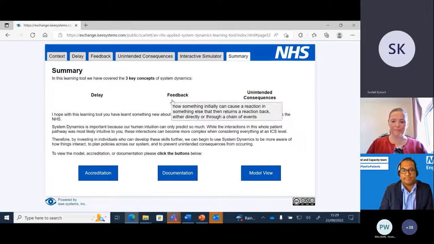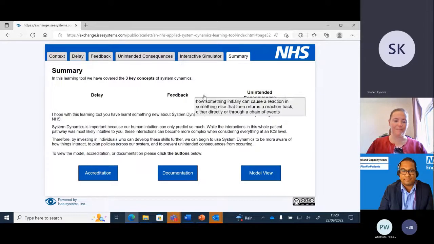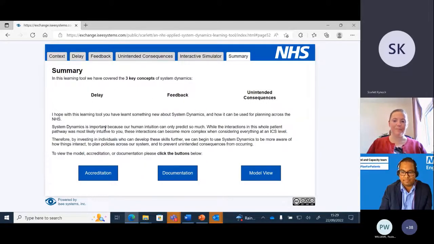So that's the end of the learning tool. There's a brief summary, a reminder of what delay, feedback and unintended consequences are. I hope that you have learned something. If not, I hope that from the day you've been able to consolidate some information, but also have a bit of a play around and a bit of a difference to the pace of the day.